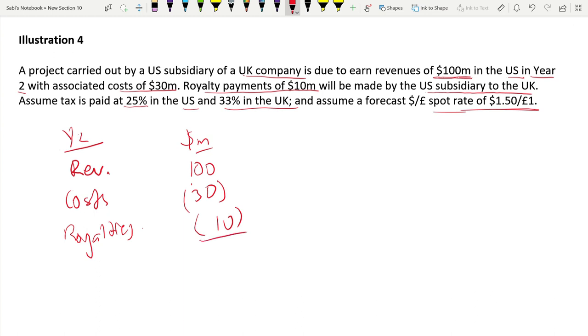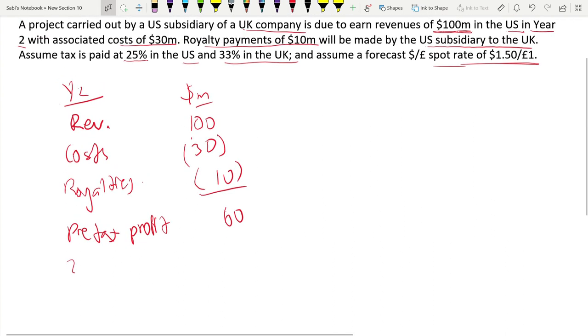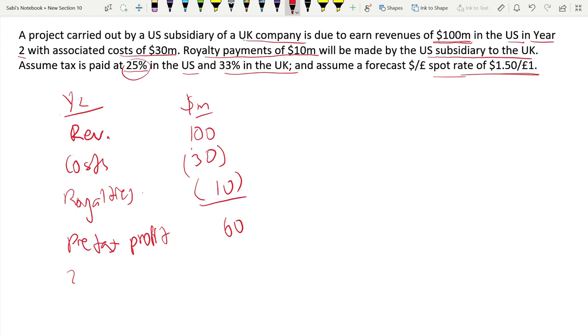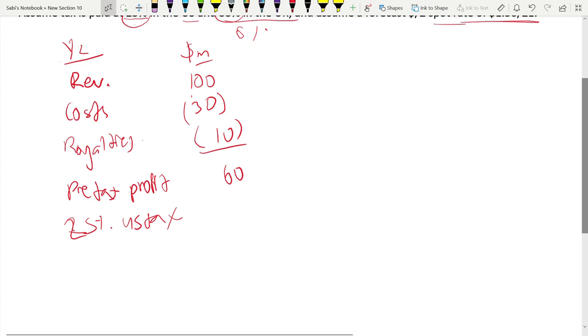Now, after you deduct everything, you get profit before tax, which is 60 million. After that, take tax and deduct. Tax is 25. Okay, now, good question. Which are you paying, 25% in UK? I know earlier we said we are going to pay the higher percentage, that is 33%. Of course we are going to pay 33%. But how are we going to pay that 33%? 25% in US. Sorry. So take the US tax rate, which is 25%, and apply it on the pre-tax profit. 25% US tax on 60 is 15, and you get 45, which is okay.